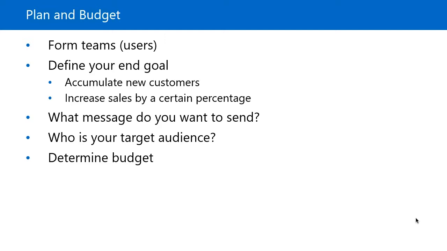Once you've identified your goals, who your target audience is, how much money you have to spend, and so on, the next step is to plan out your marketing activities. Within Dynamics 365, once you create your campaign record, you've identified your financial goals, as well as who's going to be participating in the marketing campaign internally and who your target audience is.